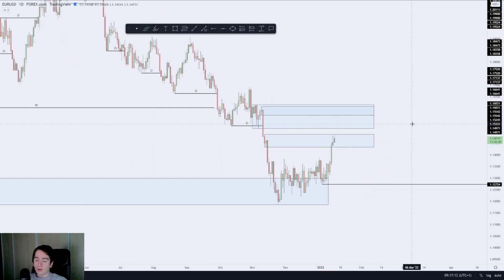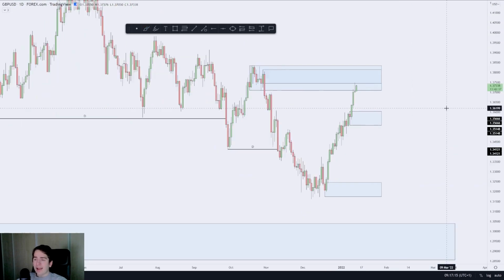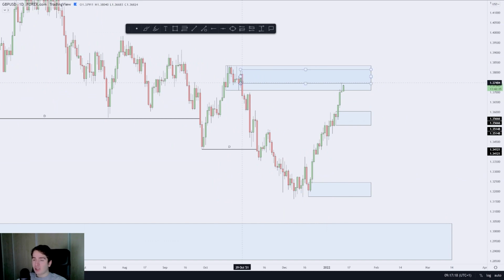So yeah, let's head over to our next pair, which is pound dollar. And pound dollar, guys, essentially reacted beautifully to the baseline of this bullish candle engulfed by this bearish one. As you can see, absolute perfection. Since then we just saw a drop.